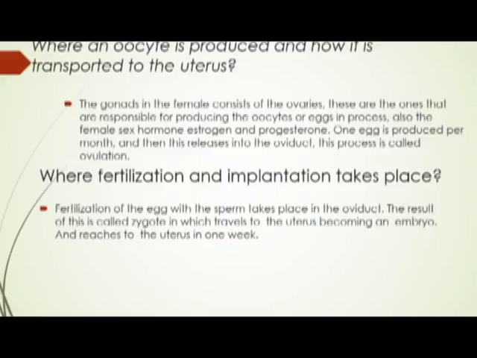One egg is produced per month and then is released into the oviduct. This process is called ovulation. Where do the fertilization and the implantation take place? Well, the fertilization of the egg with the sperm takes place in the oviduct. The result of this is called a zygote, which travels to the uterus, becoming an embryo, and reaches the uterus in 1 week.